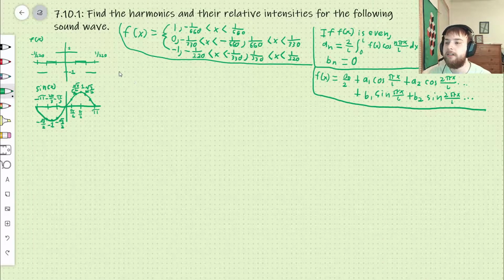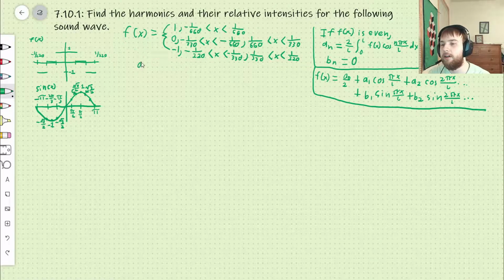Okay, so the average value of our function is 0 because it spends as much time above as below, so this part cancels out with that part. So our a of 0 is equal to 0. And then for the rest of our a sub n's, we'll use the formula here because we know that f of x is an even function.